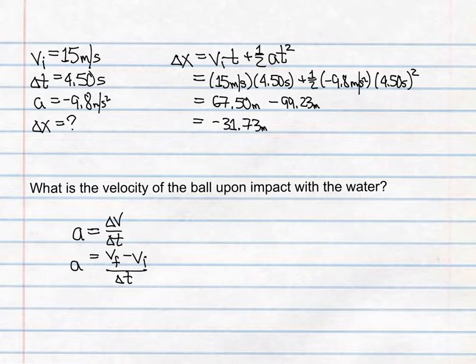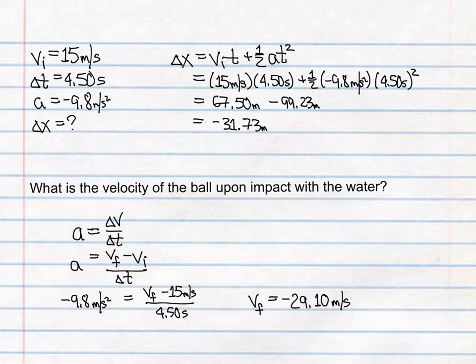So if we use the definition of acceleration, which is the change in velocity over time, which just means a final velocity minus an initial velocity. So here this would be negative 9.8 meters per second squared. V_i would be 15 meters per second. If we accelerate at that rate for 4.5 seconds, we can determine the ball's velocity at that time.